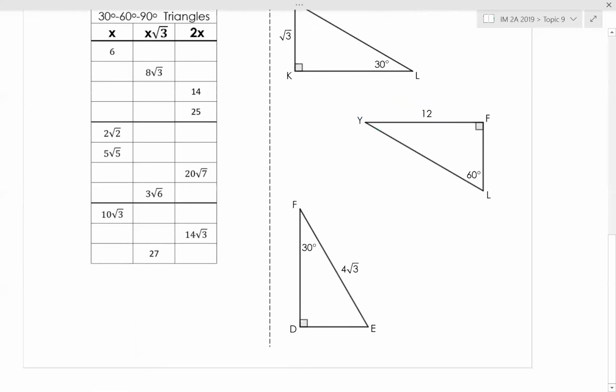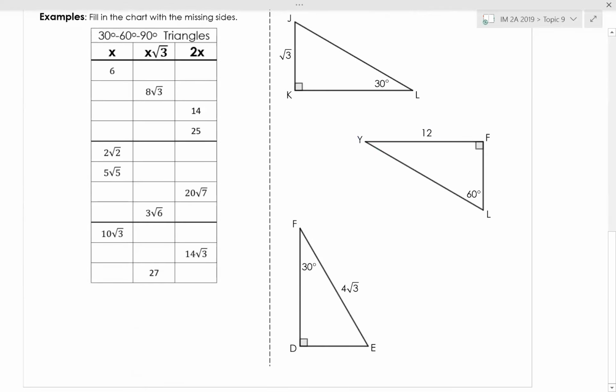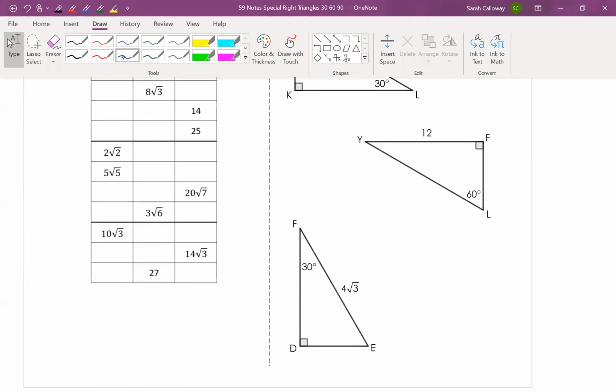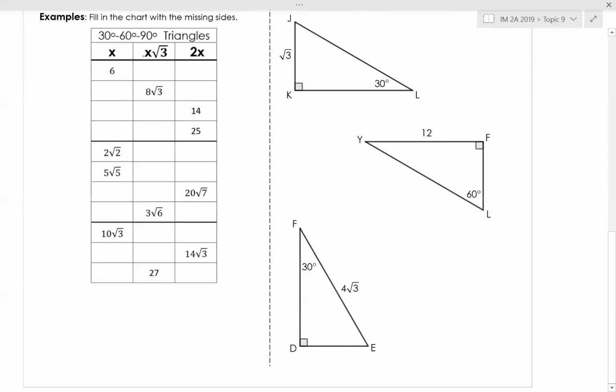So again, the formula is embedded in the table that we're using, so we have it there, and that's always a good strategy so that you can find the appropriate values. So for this one, x is 6, x radical 3, we're starting easy, is 6 radical 3 then, and 2 times x, if x is 6, 2 times 6 is 12. So 6, 6 root 3, and 12 would form a 30, 60, 90 right triangle.